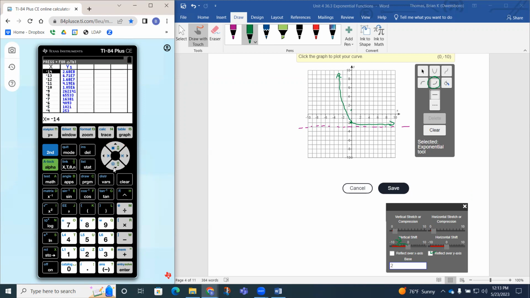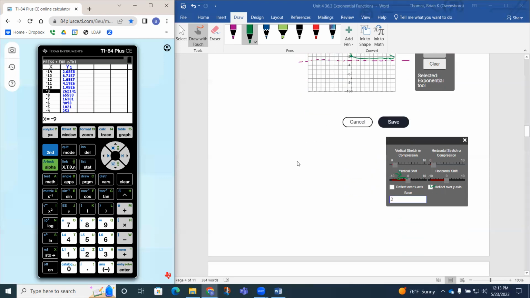Notice how if you go a little bit to the left, when you get to, say, negative 9, it's already at 262,141. And then we have to use scientific notation because the numbers are so big. So that's what the graph is doing off in that direction. It just goes really far off the graph. So we have our graph drawn.